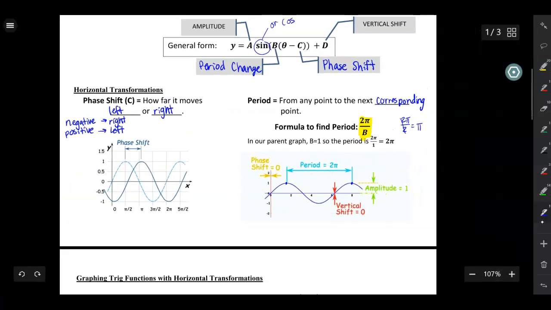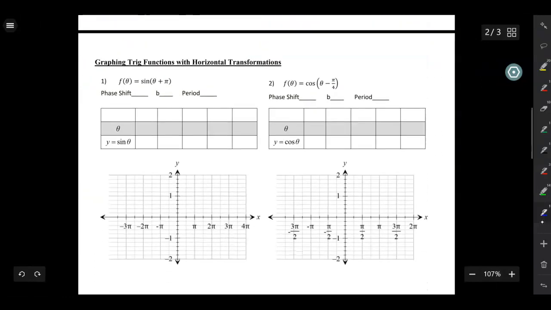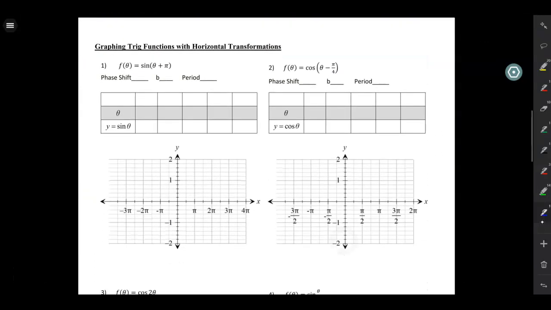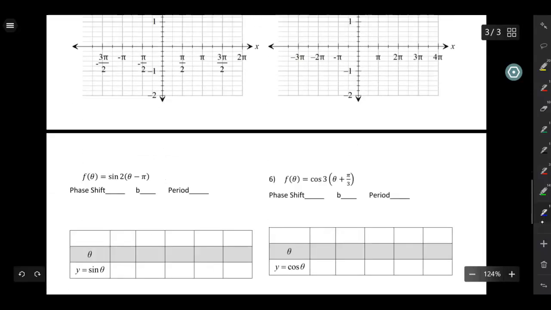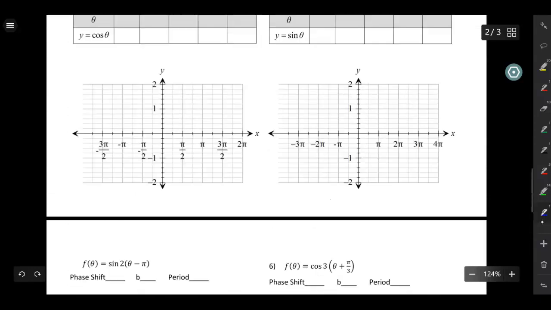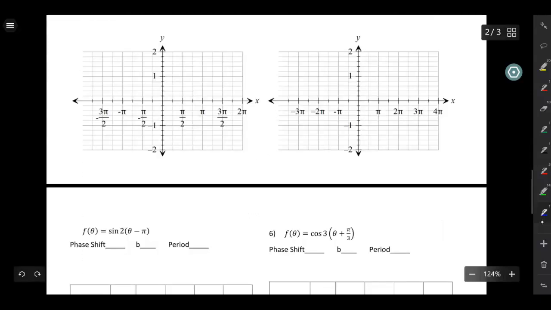Okay. So let's go ahead and do some practice. I just want us to look at how we would graph some of these transformations. And in this section, we're just going to be focusing on horizontal transformations. If I remember correctly, I didn't put a mix of vertical transformations. We will mix them together in the next video and in the next lesson. But for now, we're just looking at what happens when we do a phase shift or when we change the period.